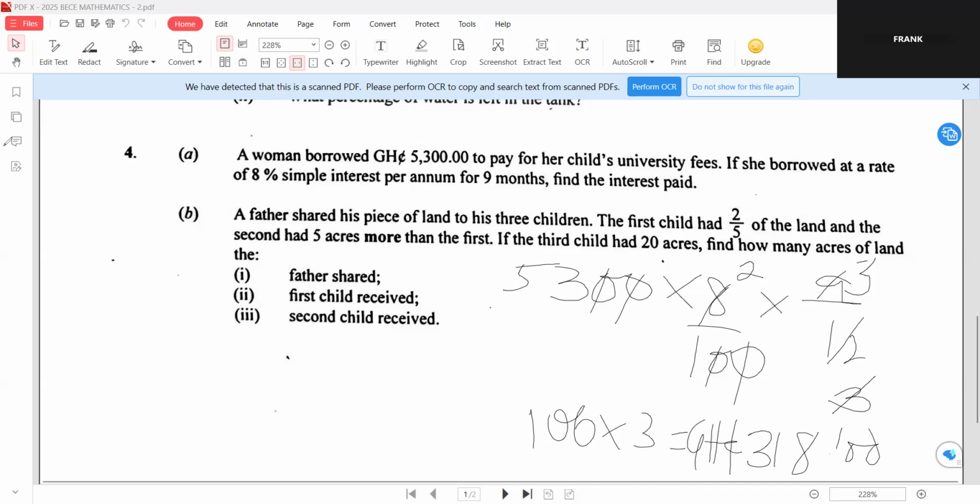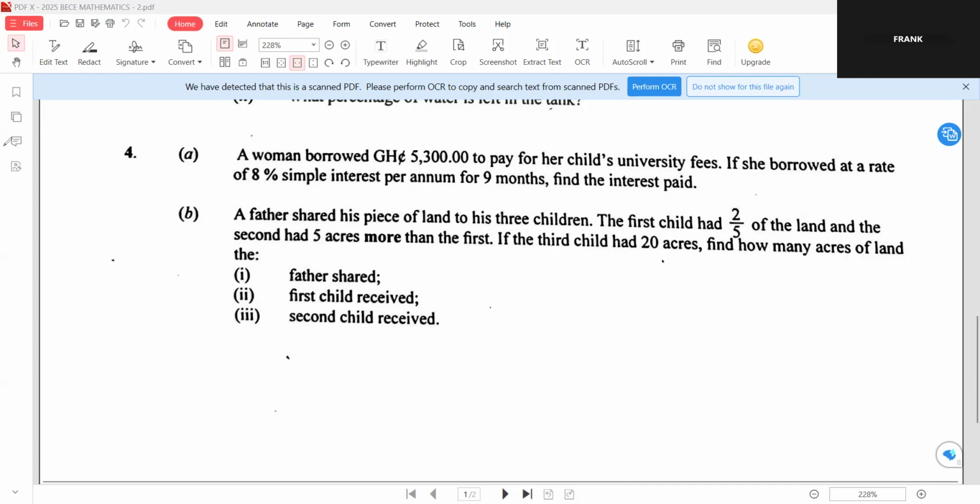That's the 4A. How were the marks allocated? M1 for correct substitution, A1 for all correct substitution, M1 for simplifying, and then 318 you have your E1, producing 4 marks for question 4A.